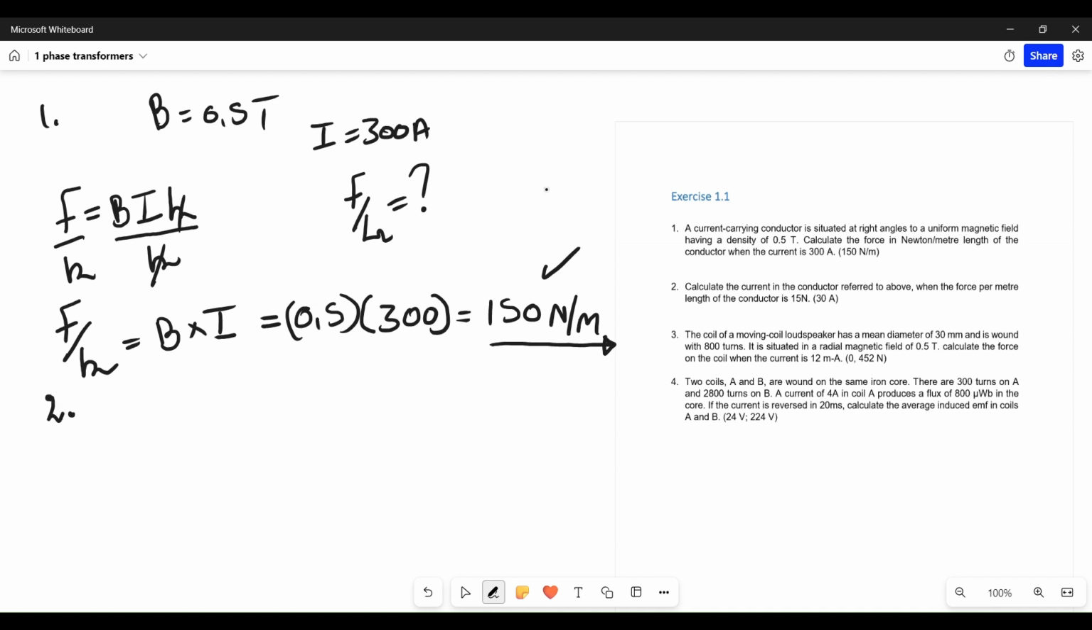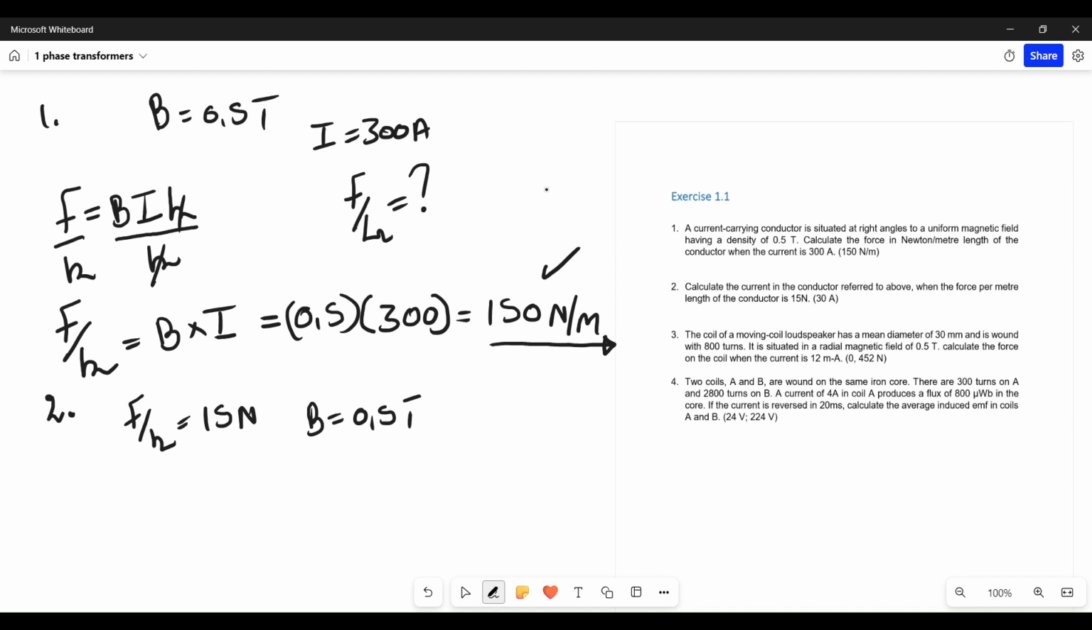So we can go to the second question. The second question says calculate the current in the conductor referred to above, meaning referred to the first question, when the force per meter length of the conductor is 15 newtons. Listen to this. When F over L is equals to 15 newton, everything is still as it was. B is still equals to 0.5 T.